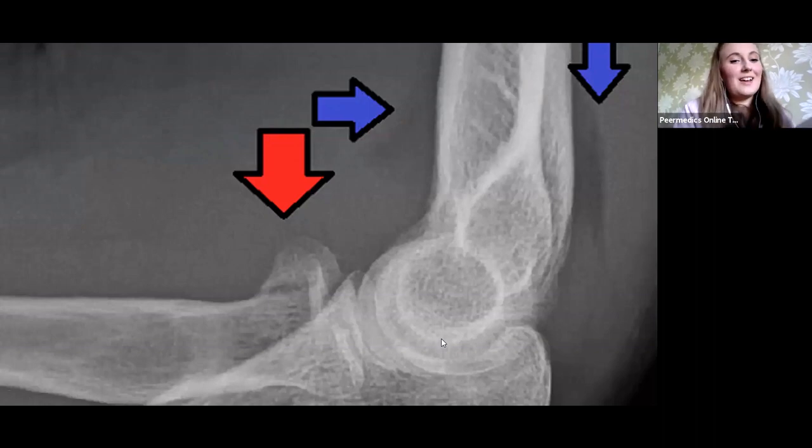Anybody? It is fat pad displacement. Do we know the name of the sign?